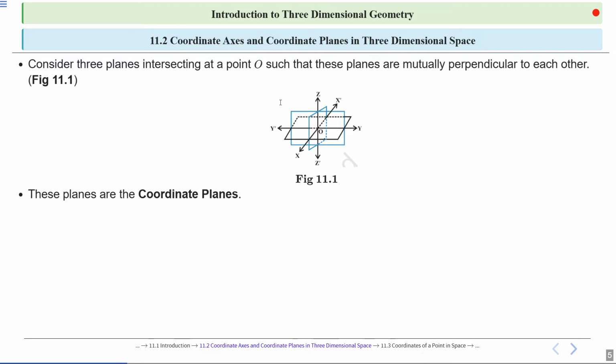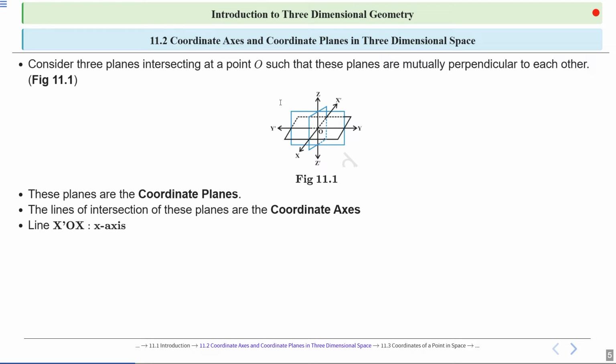Now let's examine these three planes more closely. We call them the coordinate planes because they help us describe the position of points in space using coordinates. Each plane represents a flat surface where two of the three axes lie. Now notice how the planes intersect along straight lines. These lines where the planes cross are called the coordinate axes. They are the main reference lines we use to measure positions in three dimensions.